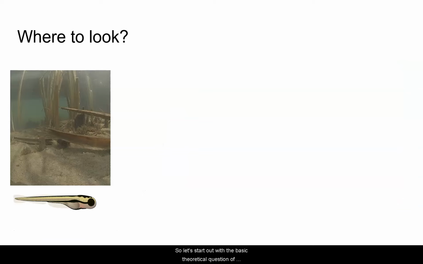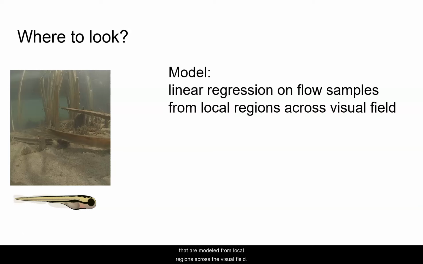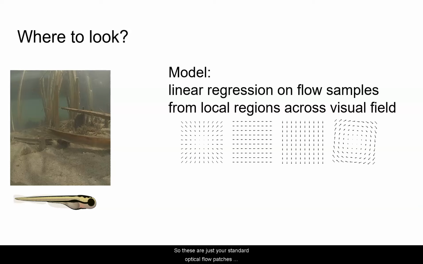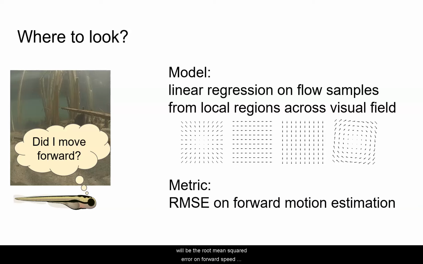So let's start out with the basic theoretical question of where a fish should look to determine how it moves. There are a lot of ways to address this, but we'll start out with an illustrative example. We can model the self-motion estimation task by performing a linear regression on flow samples that are modeled from local regions across the visual field. So these are just your standard optical flow patches for different locations and velocities. Now, because forward motion is a particularly important behavior, the metric that we'll use to address the quality of our motion estimation will be the root mean squared error on forward speed estimation from this local flow patch regression model.